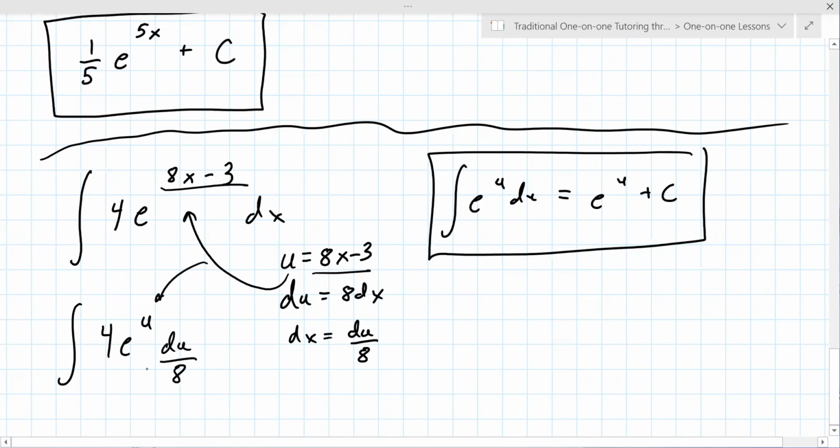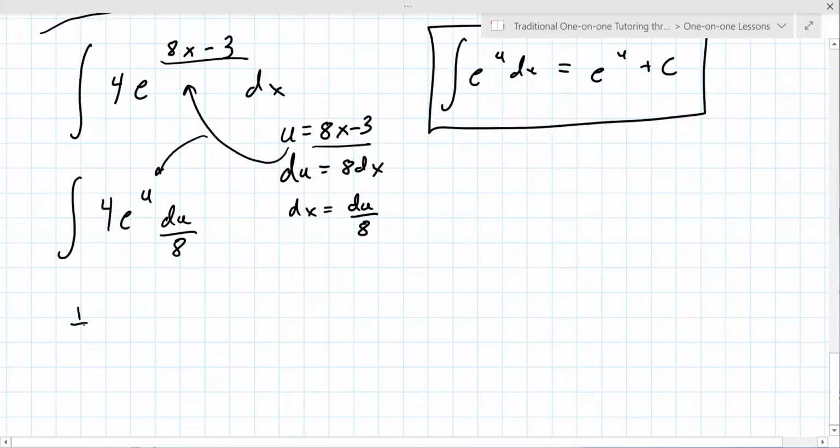And what happens to the minus 3? What's the derivative of a constant? Oh, 0. So it's plus 0, but we don't write that. Now you see why I had you learn all these derivatives so that you could do that. Now what is 4 divided by 8? It's 1/2 that goes on the outside, e to the u du.